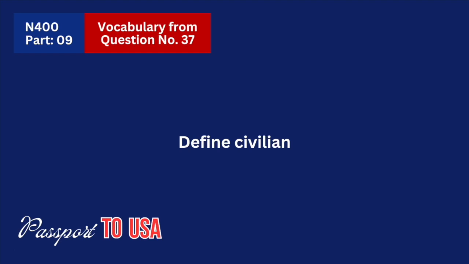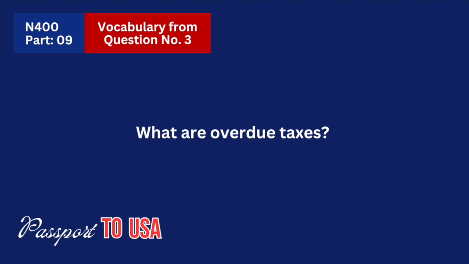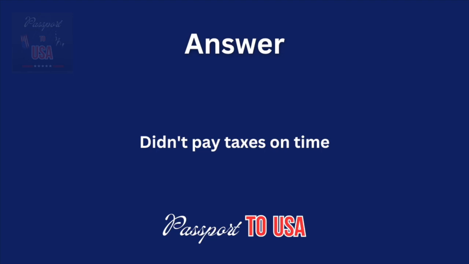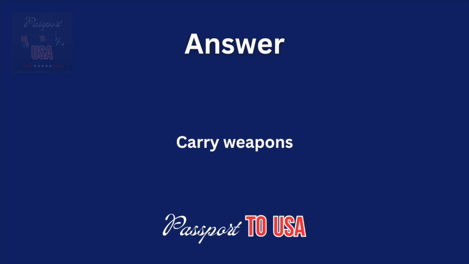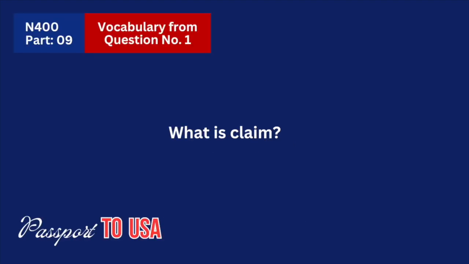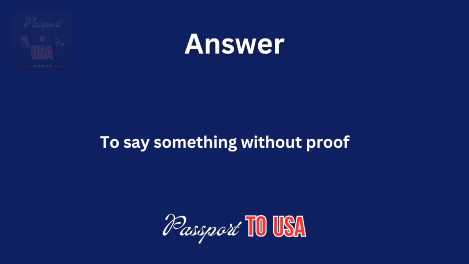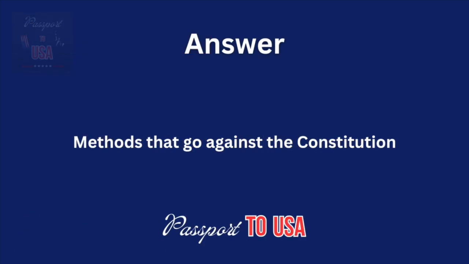Define civilian. Anyone who is not in the military. What are overdue taxes? Didn't pay taxes on time. Meaning of bear arms? Carry weapons. What is claim? To say something without proof. What are unconstitutional means? Methods that go against the Constitution.